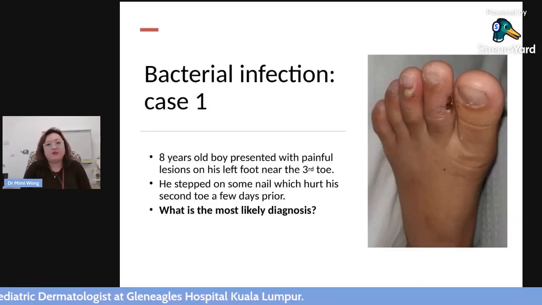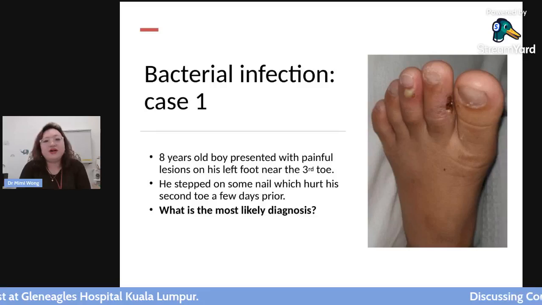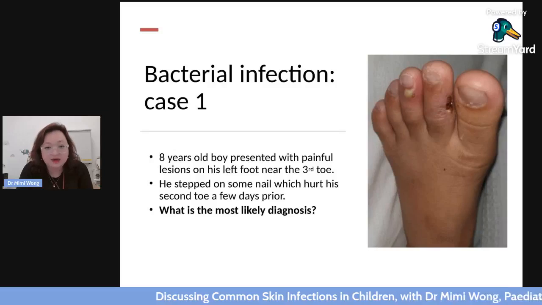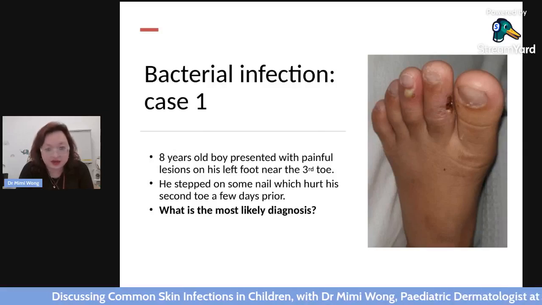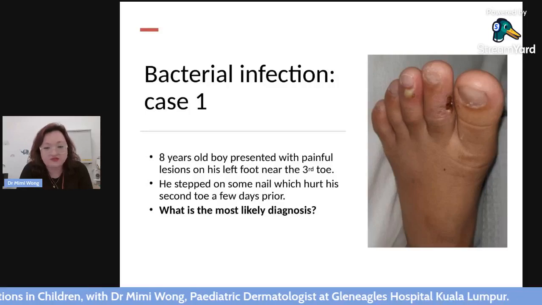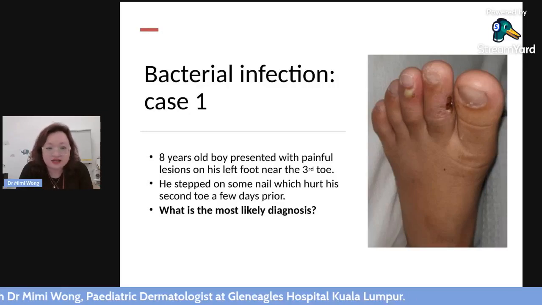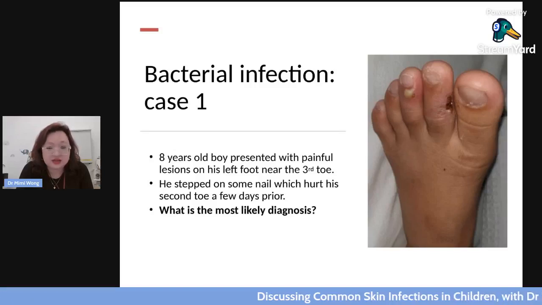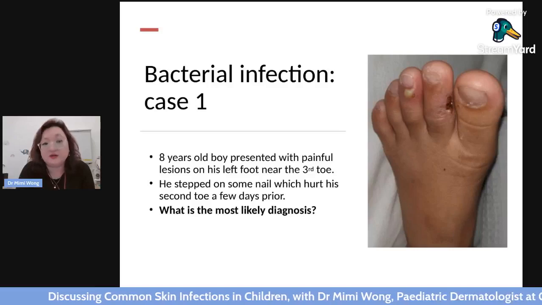So case number 1 for bacterial skin infection. This 8-year-old boy came to see me with these very painful lesions on his left foot near the third toe, as you can see there, right? Previously, a few days ago, he actually stepped on a nail, right? You can see a wound there on the medial aspect of the second toe on the left foot. But he's complaining about the pain over the third toe, and you can see there's a collection of this yellowish pus there. And the surrounding skin is also very red and tender. Okay, so what do you think is the most likely diagnosis here?